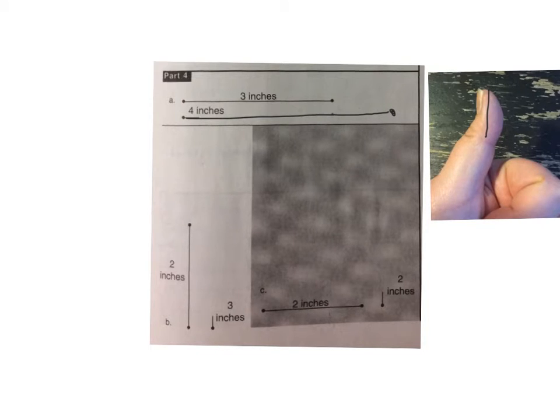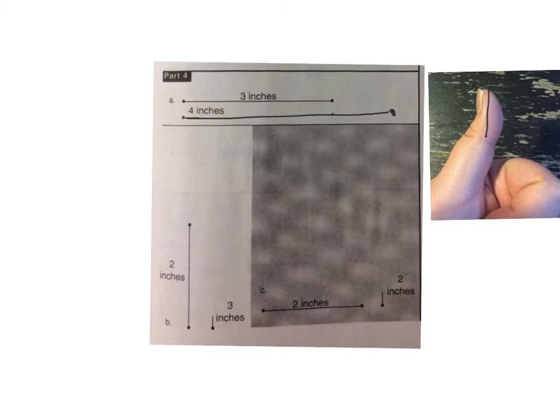So the same thing for B, they've given you 2 inches, you need to estimate how long it would be for 3 inches, all right? And the same thing for C. They've tricked you a little bit, they put this one on its side for 2 inches. So this one is also going to be 2 inches, it's just going to go up rather than side to side.